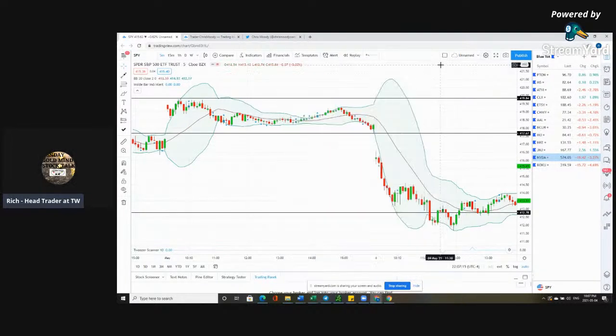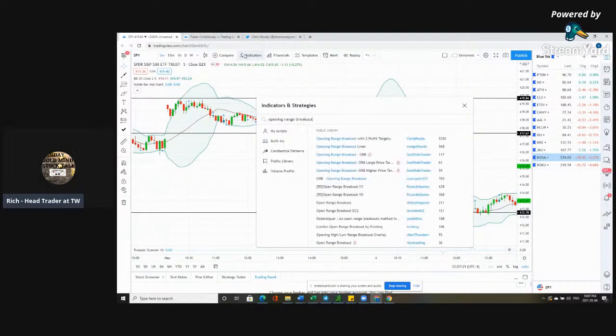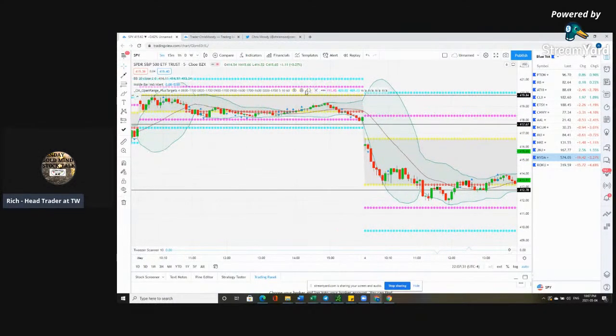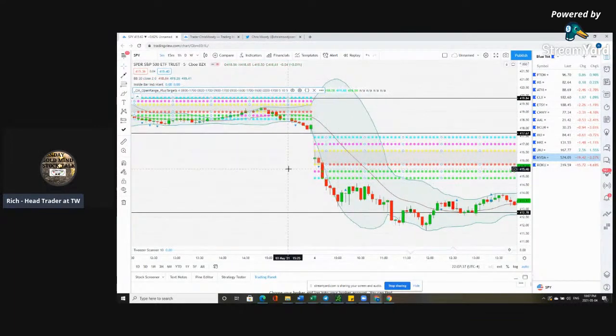Okay. So what you're going to do here is you're going to hit indicator, and type opening range breakout. You're going to do this one right here, Chris Moody. Then you want to hit the adjustment and make sure it's on the 5 minutes. So for me, I trade opening range breakout on the 5 minute. You can do it on any time frame that you like.